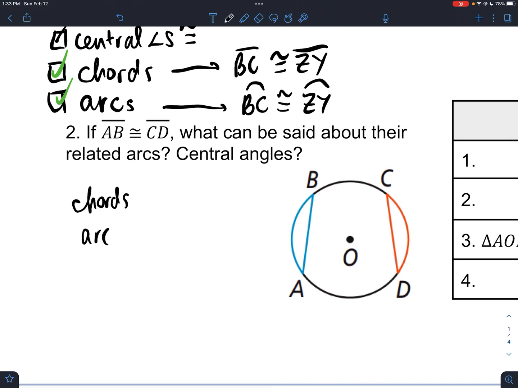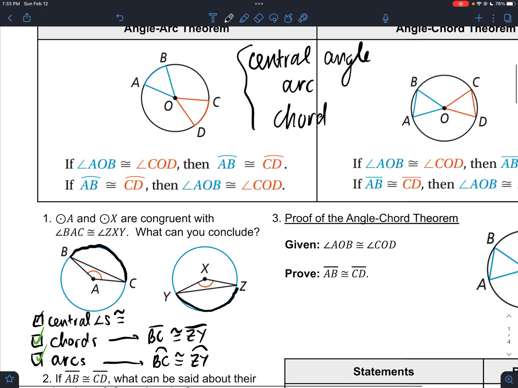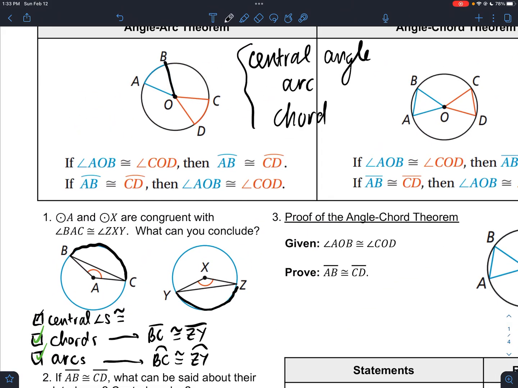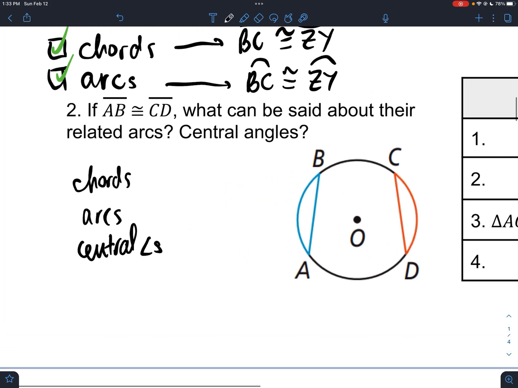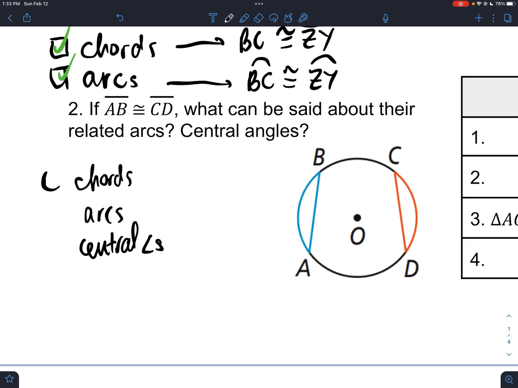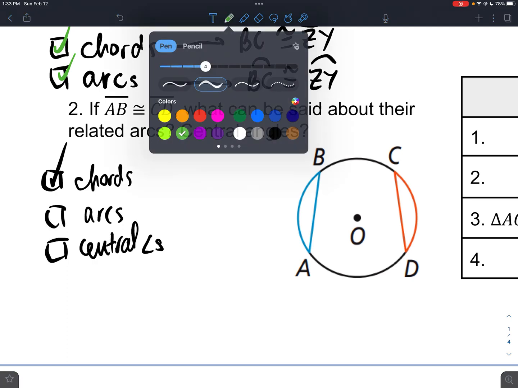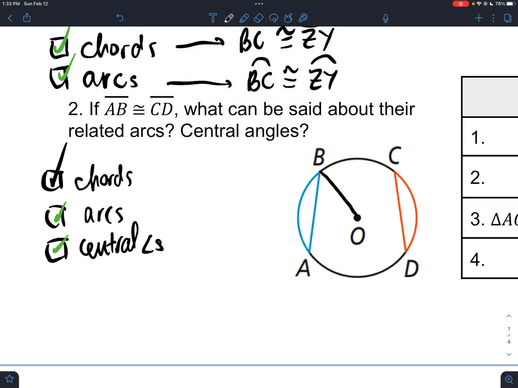Let's look at this again. So if we know that those chords are equal, so remember it's chords, arcs, and central angles. And they all have to be related, right? They all have to make this shape where you have this triangle here and then the arc. It's these three things. 1, 2, 3. So chords are equal. We're given that, so we know that these are equal too.